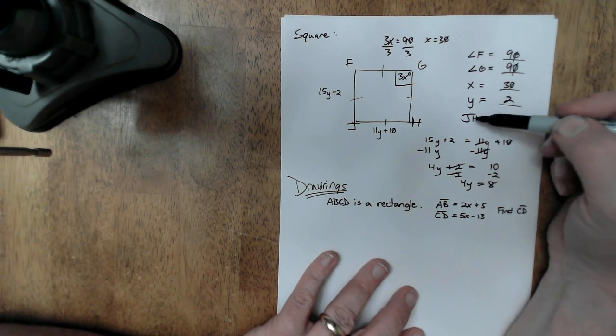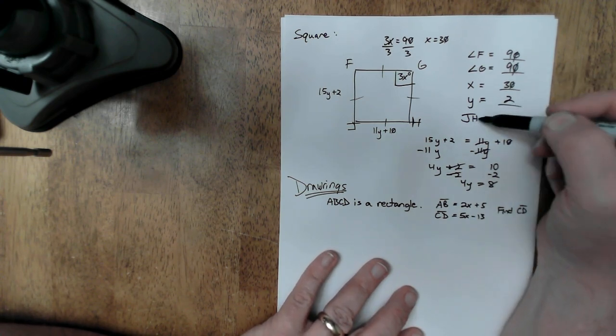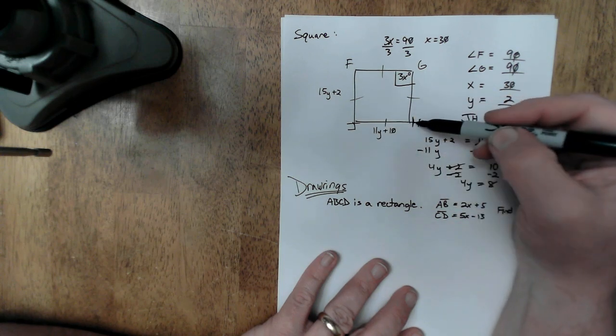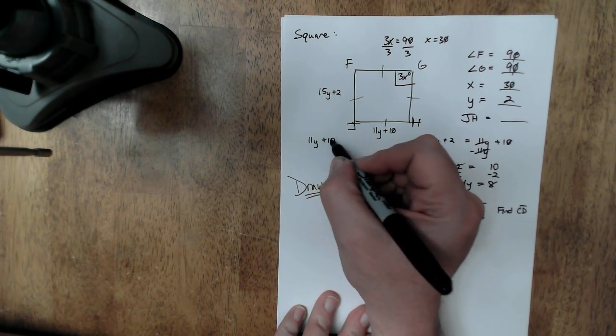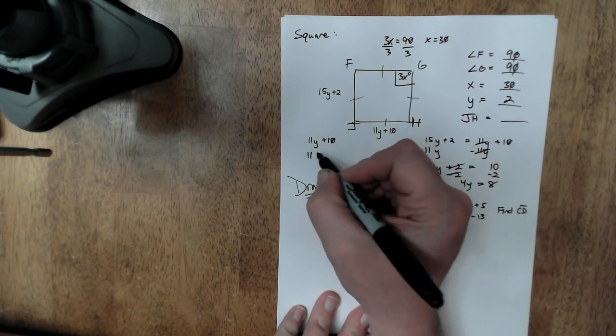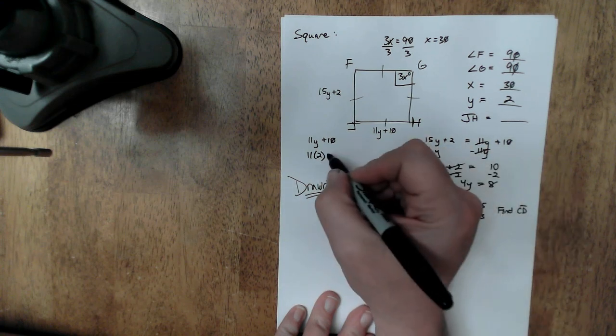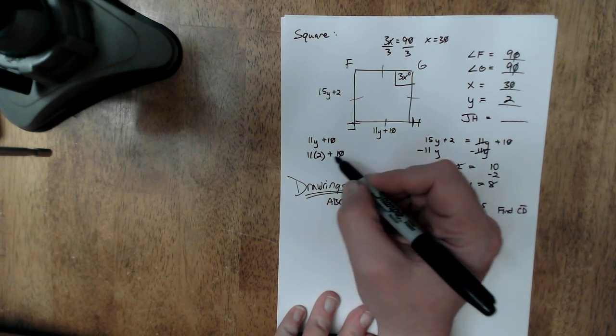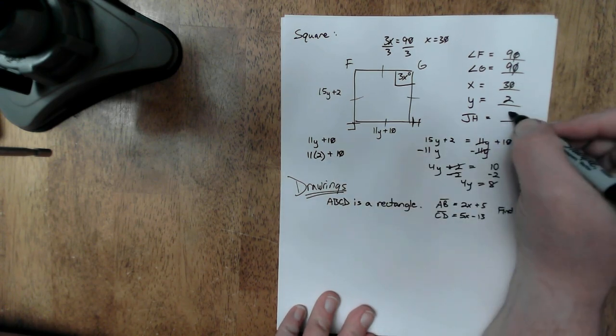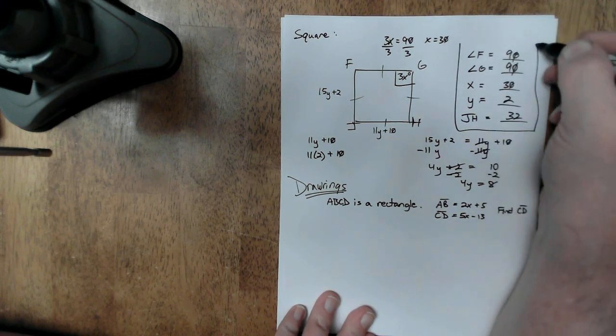Now I need to find the length of, not the y value, but the length of JH. So I'm going to take 11y plus 10, and now I put 2 in place of the y. I'm going to use parentheses to do that right. So now I have 11 times 2, which is 22, plus 10 is 32. All right, there's all of those.